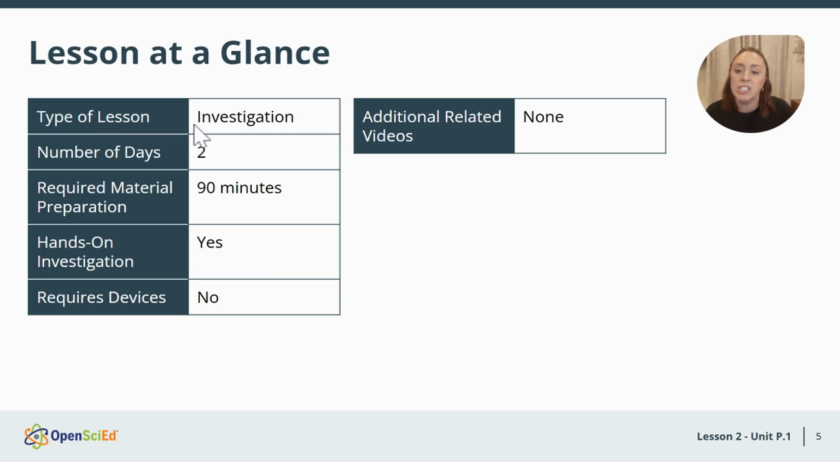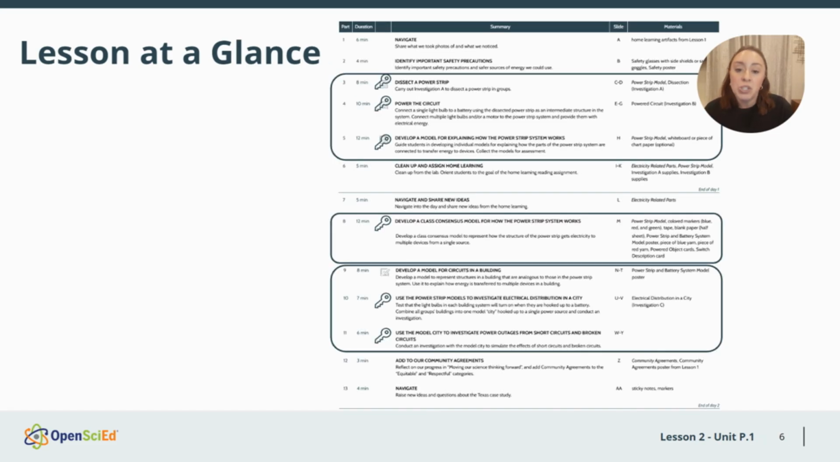Lesson 2 here is 2 class periods or 2 days long. And remember, in OpenSciEd, when we say 1 day, we mean 1 45-minute class period. So throughout these 2 class periods, these 2 days here in lesson 2, there are 3 key opportunities for students to sense-make around this idea of what are the electrical structures and how are they connected to each other to allow electrical energy to transfer in a system.